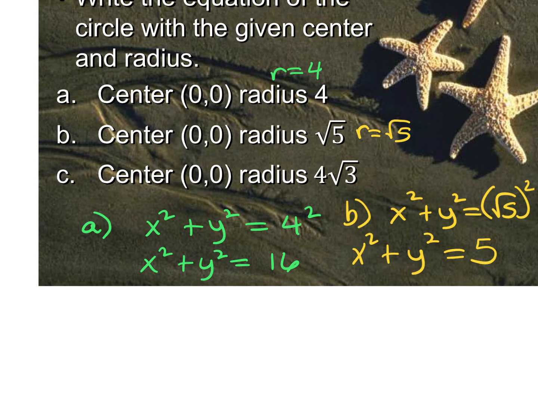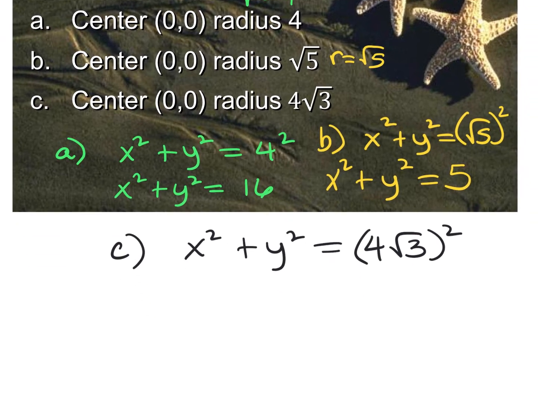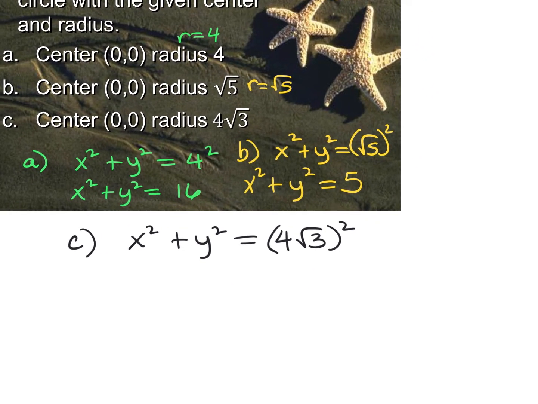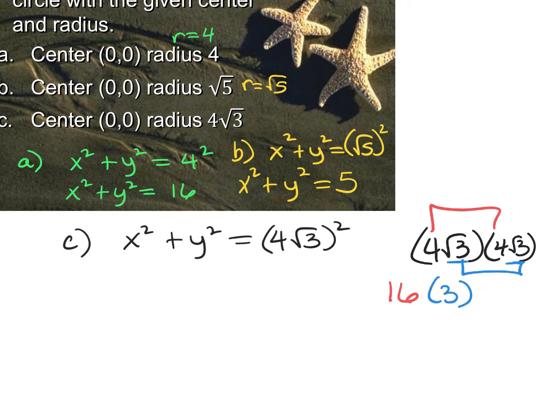And then the last one, same thing. We're going to plug it in. x squared plus y squared equals 4 square root 3 squared. Now, when we square that, when it's also got a number outside the radical, if it helps you to write it 2 times, because that's what squaring means, I multiply outside numbers together. So 4 times 4 is 16. And again, when you multiply a radical by itself, when you square it, the radical disappears, and then I'm left with 48. So now I just have x squared plus y squared equals 48.